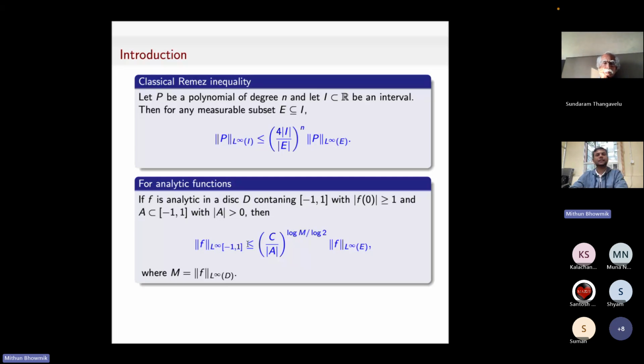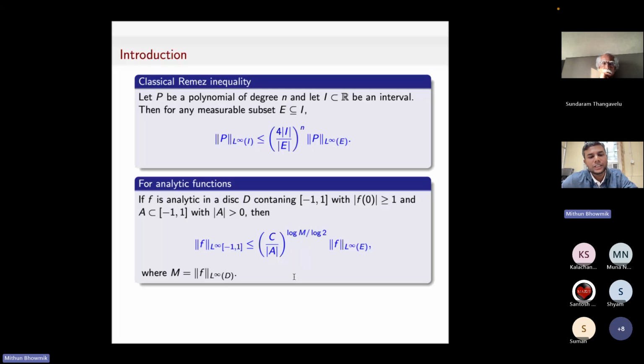So the polynomial result can now be extended to analytic functions. This one is also a very classical result. The exponent appearing here involves the supremum norm of the function over the entire disk. One of the methods used to prove this inequality is to use the Harnack inequality for positive harmonic functions. Using the Harnack inequality, which is also applicable for harmonic functions, one can deduce this. So this is a generalization of the Remez inequality for analytic functions.